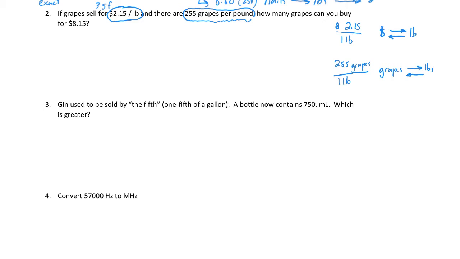Now, in the next part of the sentence, we see how many grapes can you buy? So we're being asked here to give an answer in the number of grapes. This is what's requested. Okay, so that'll be our answer. And then we have this $8.15 for $8.15. So we're going to walk into the store and try to convert our money into grapes. So this is where we're going to start from. We're going to start here.